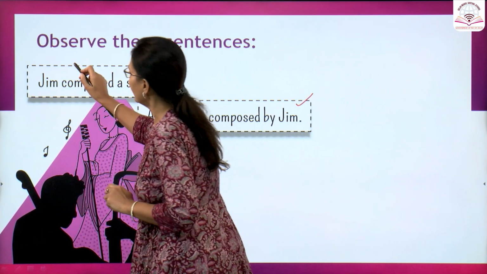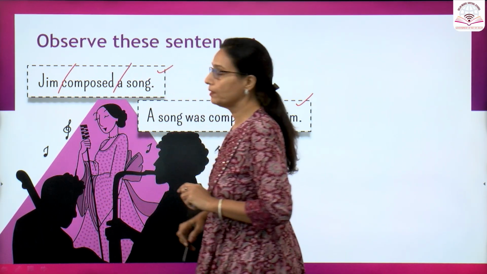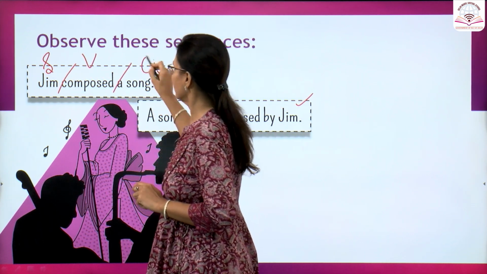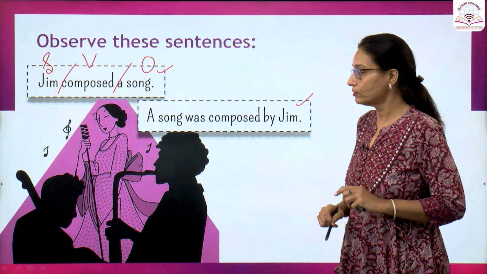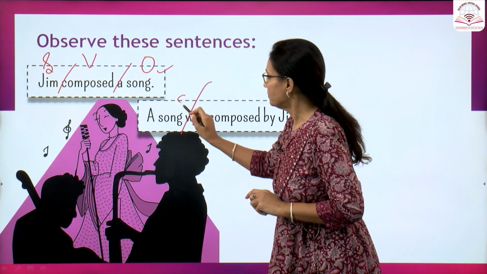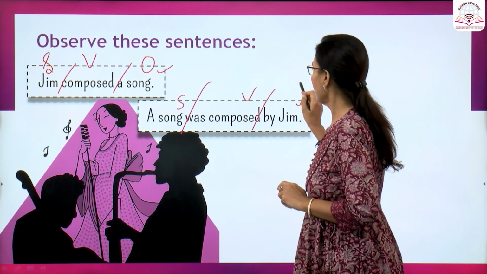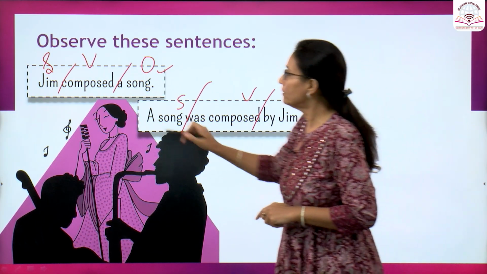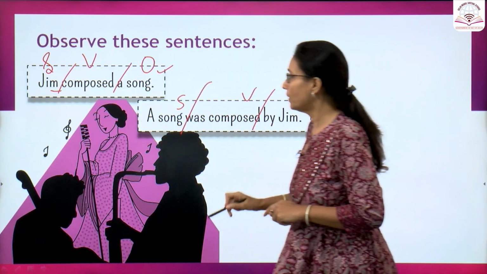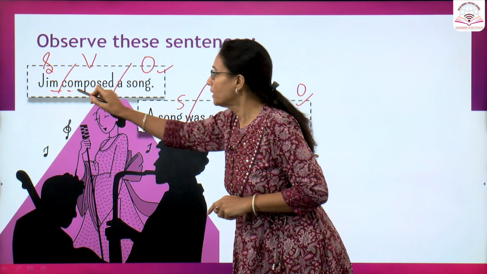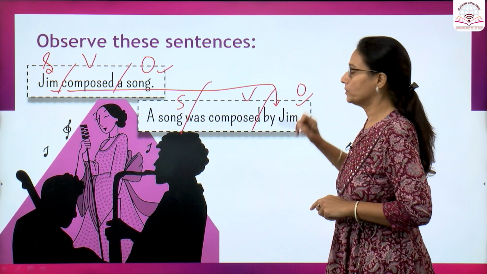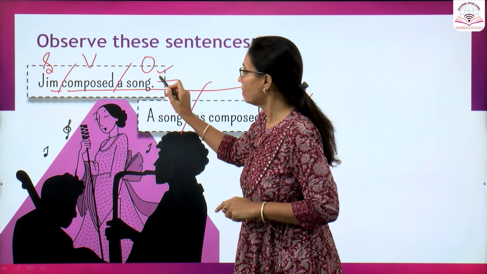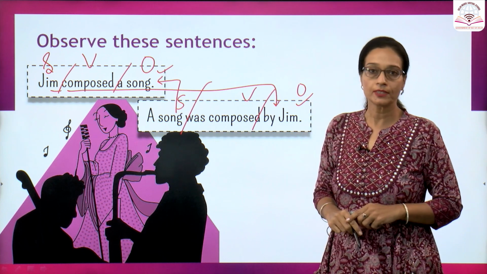Here, if we divide the sentence into three parts, it will be subject, verb and object. Let us divide this sentence also. It will be subject, verb, object. Now, take a look at these two sentences. Here, the subject is Jim, but in this sentence, the subject has come to the place of object. Whereas, the subject of this sentence was the object of the first sentence.